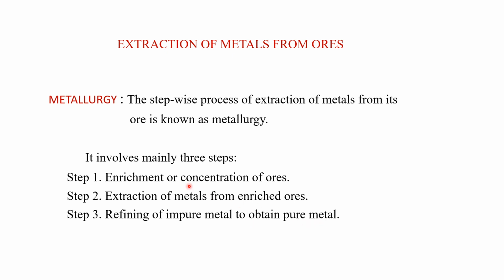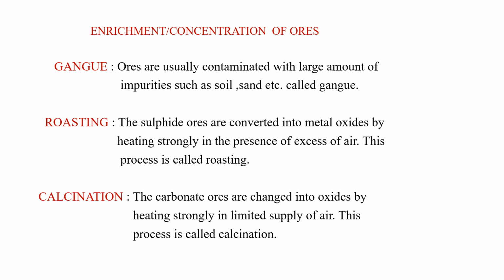In this class we are going to discuss the enrichment or concentration of ore and the extraction of metal from the enriched ores. Okay, so let us come to the first topic, enrichment or concentration of ore. These are three terms commonly used in enrichment. First is gangue. The ores are generally contaminated with large amounts of impurities such as soil, sand, etc. They are known as gangue particles.